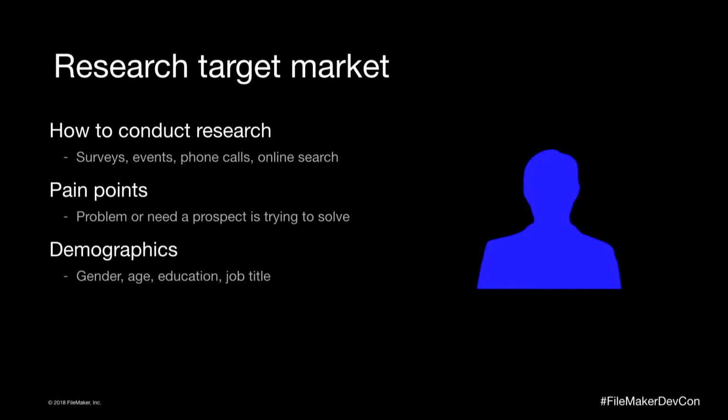Next are demographic information. Demographics are quantitative pieces of information. They include things like gender, age, job title, education. One note I'd like to make is not all demographic information is necessarily relevant for every product and service. It might not matter the gender or the age.